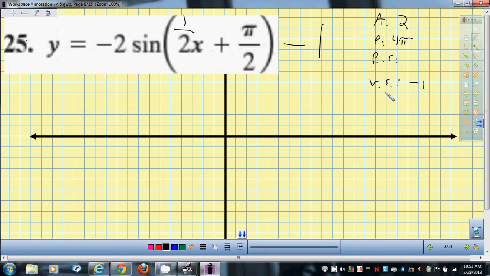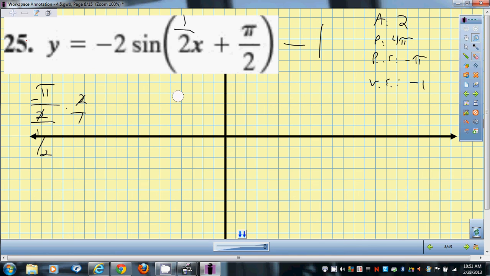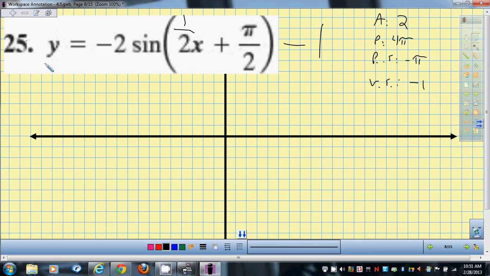Before we go any further, raise your hand if you have a question about where on earth we came up with any of this. Phase shift: the formula is negative c over b. So negative c over b, which was 1/2. You had to flip and multiply, which is negative pi over 2 times 2 over 1, which is negative 2 pi over 2, which reduced to negative pi. Okay?